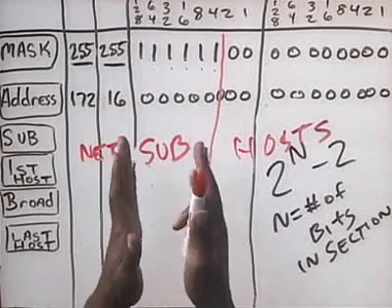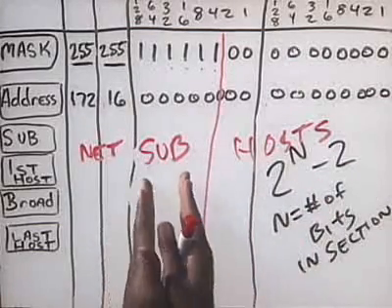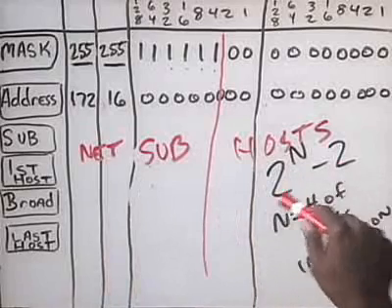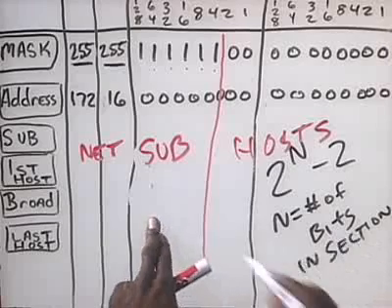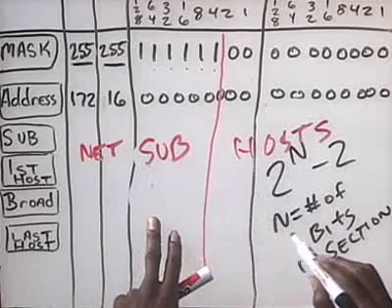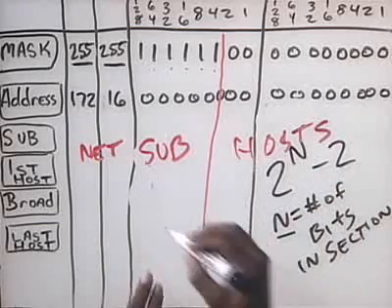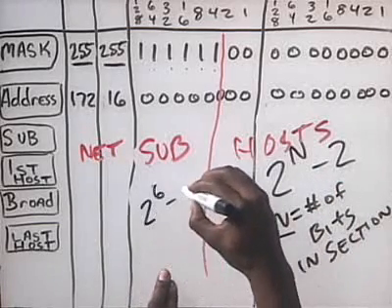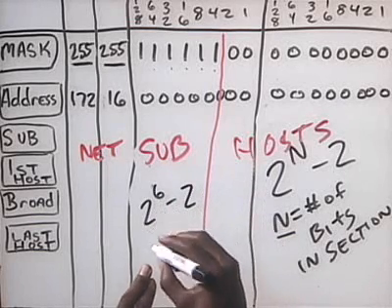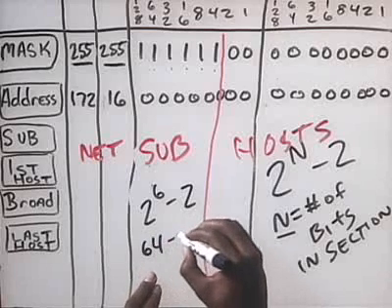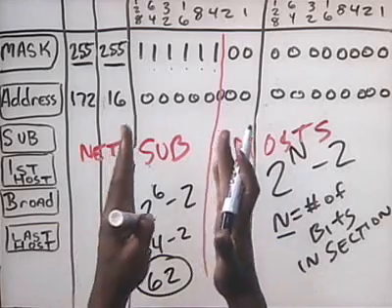So for our purposes, we're trying to figure out how many subnets we can have and how many hosts. We use the formula 2 to the nth minus 2, where n is the number of bits in the section. So in the subnet section, if we want to know how many subnets we can have, we use that formula, and we replace the n with a 6. So 2 to the 6th minus 2. 2 to the 6th is 64, minus 2 gives us 62 subnets that we can have here.